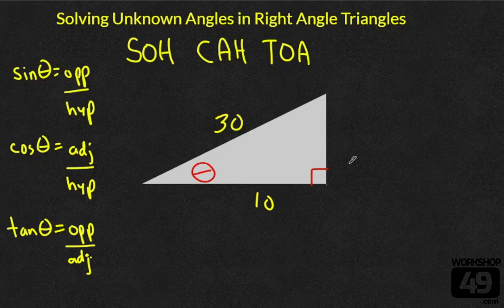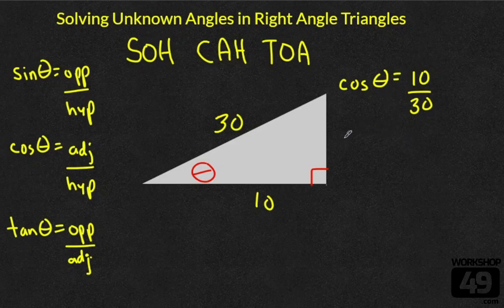We can see that the opposite side isn't used. The trig ratio that uses the adjacent and the hypotenuse is cos. Let's go ahead and set this up. Cos of theta will equal our adjacent side, 10, over our hypotenuse, 30. You can't just divide both sides by cos, though, and get theta.